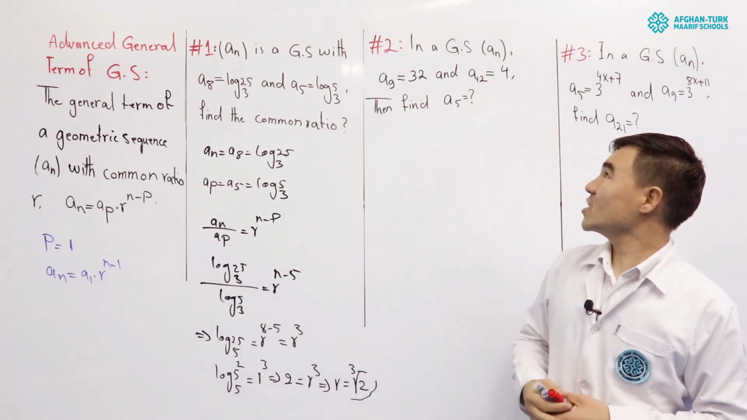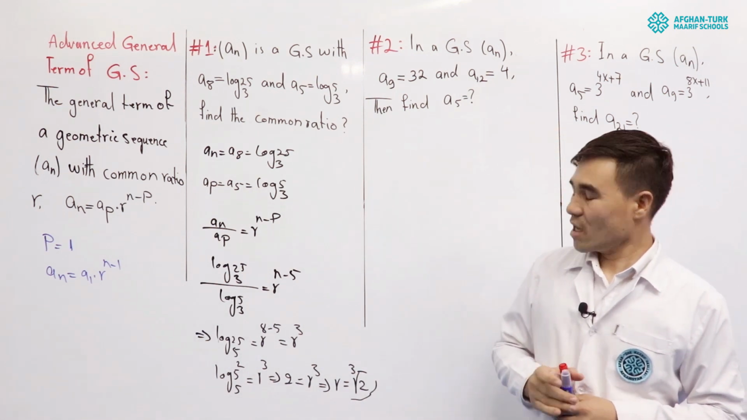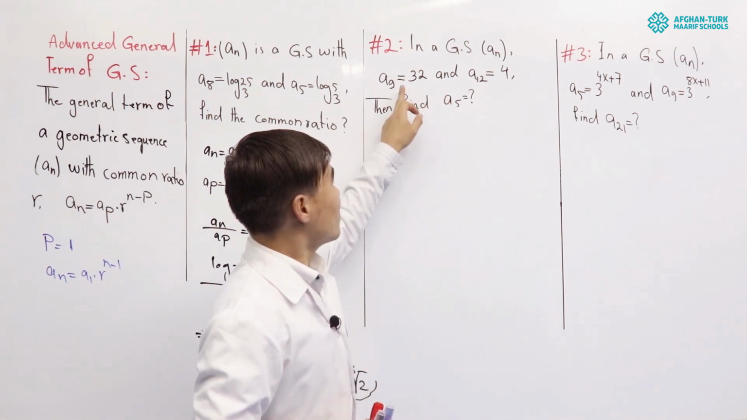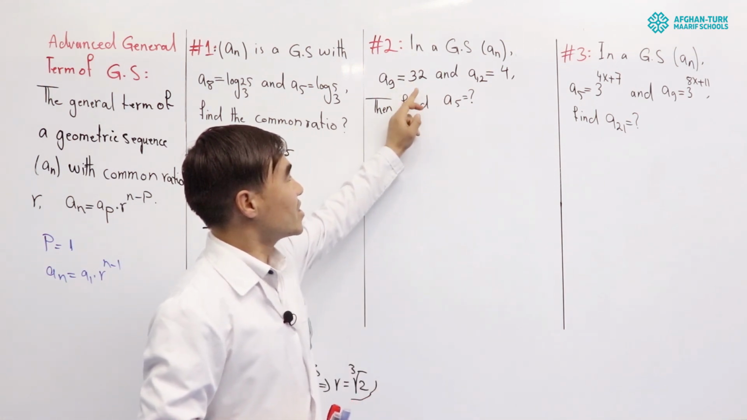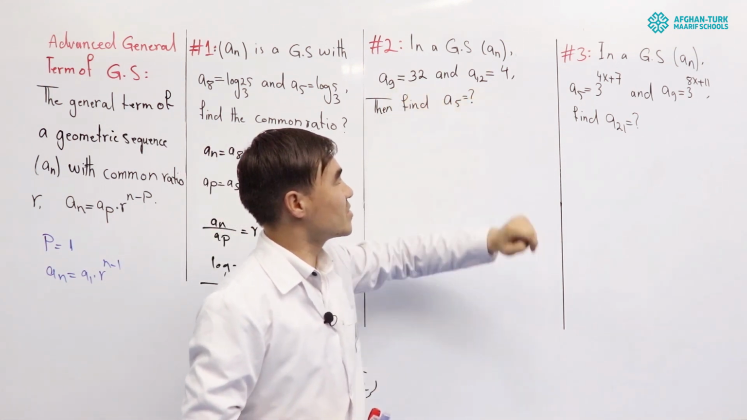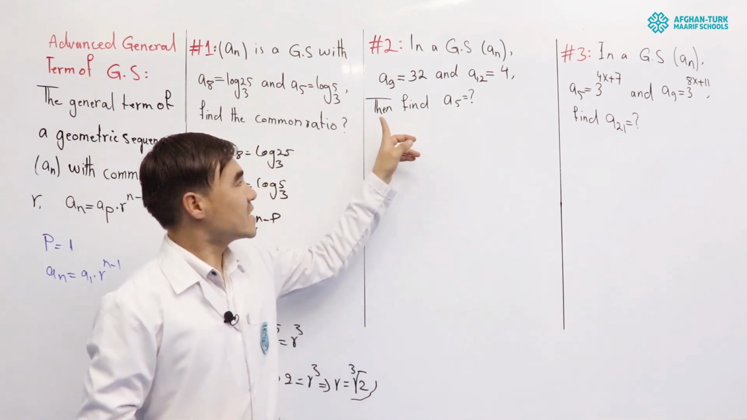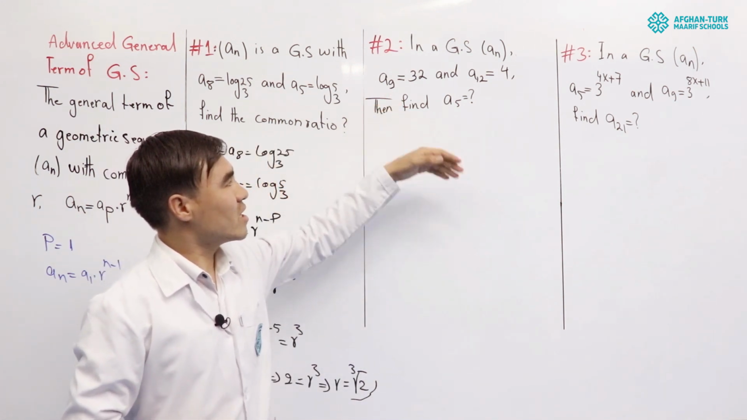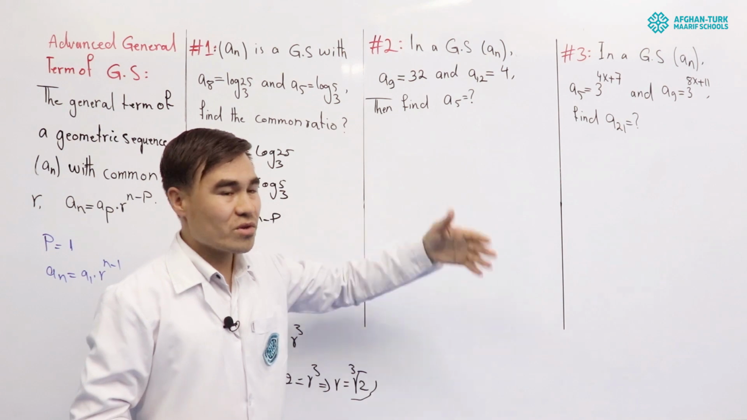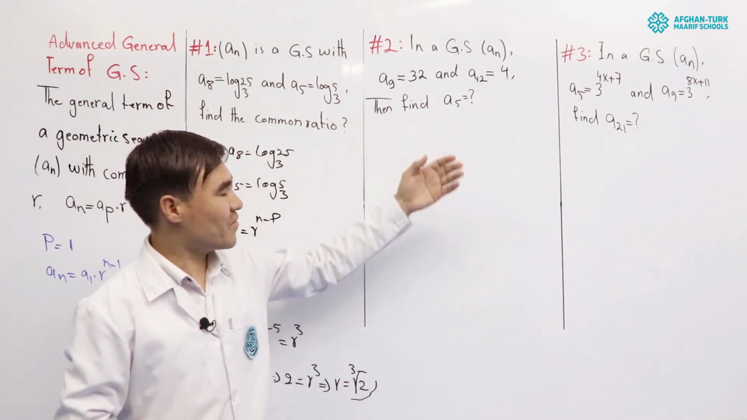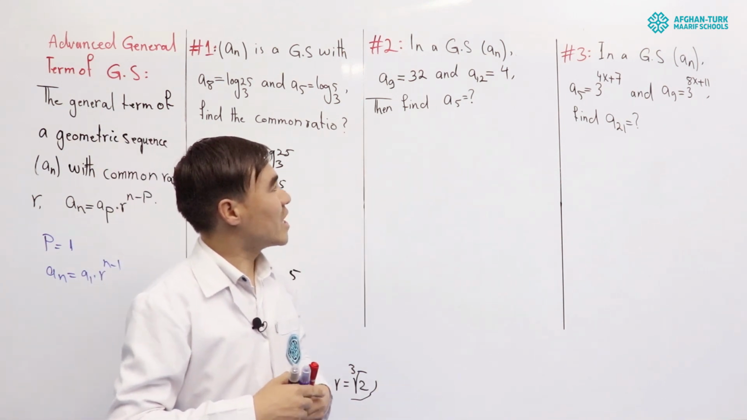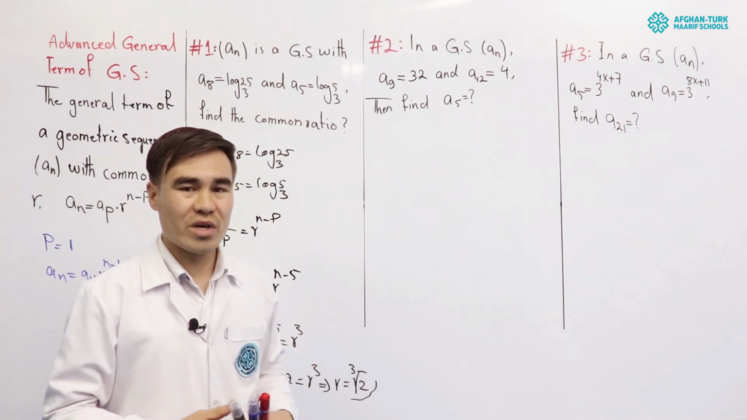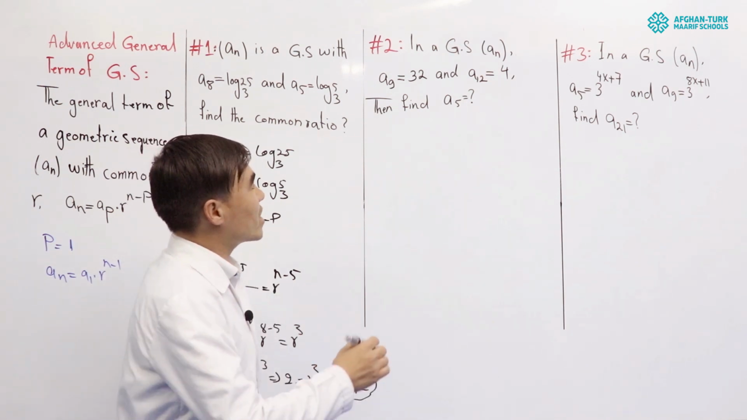It says in a geometric sequence a_n, the 9th term is given to us as 32 and the 12th term is the number 4. The required term which we want to find in this example is the 5th term. Here, how can we find it? First, we must find the common ratio. How can we use it?